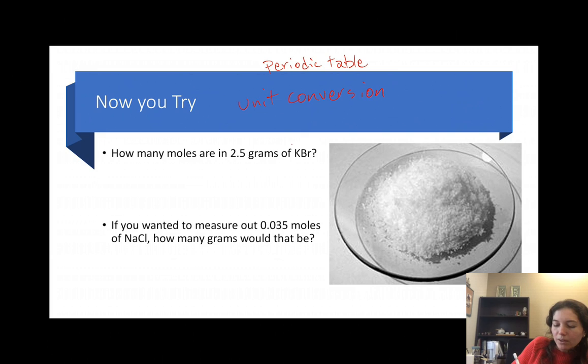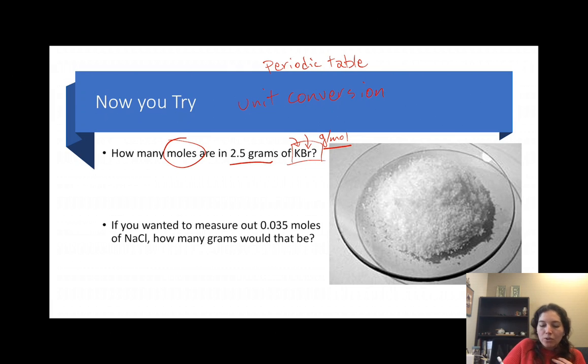So for this first one, you're going to use KBr. So you're going to need to find in grams per mole how much the stuff weighs. You can find this from the periodic table. You can add the mass of potassium plus the mass of bromine in order to get your total mass of this compound. So use unit conversion with these values and see if you can find how many moles there are in 2.5 grams of this sample.